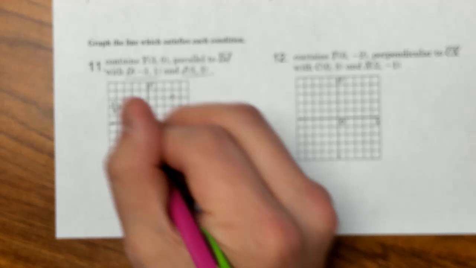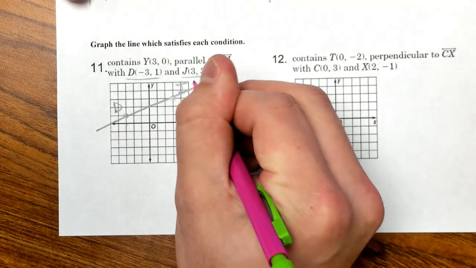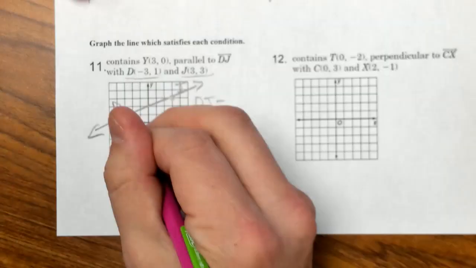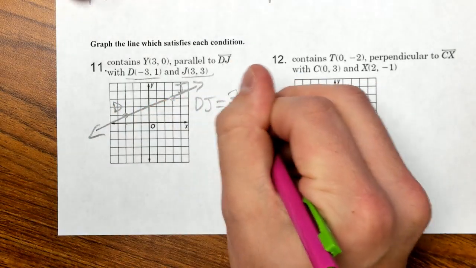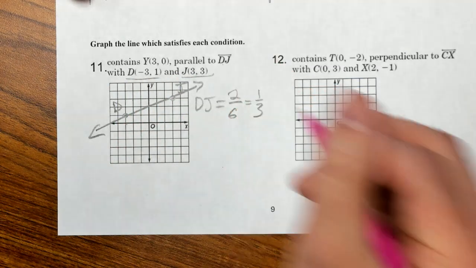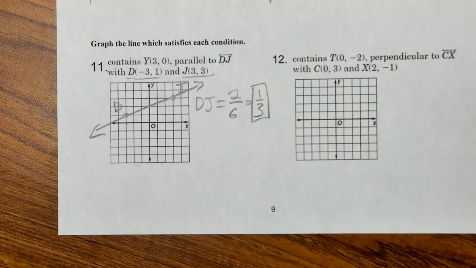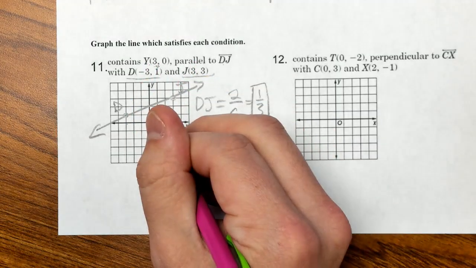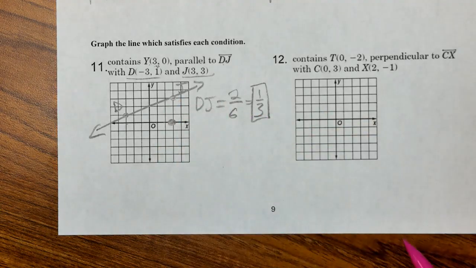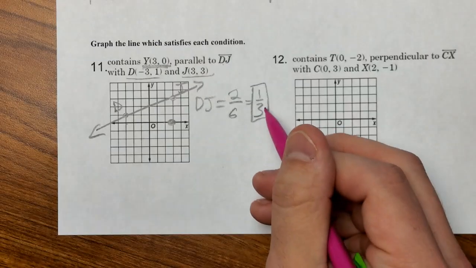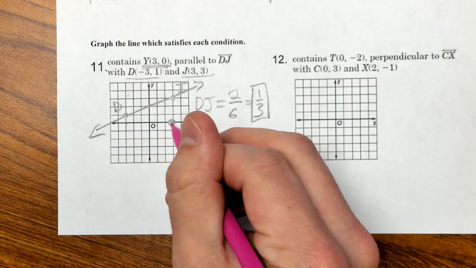Well, let's see. From D to J, what is my slope of that line? Well, I go 2 up, 6 to the right. So I know that I have a rise over run of 1 over 3. Okay? So I want to have a line that is at 3, 0. Now where does this other point need to be if I want to make it parallel? Well, let's go backwards of that. So since I went 2 up, I'm going to go 2 down.